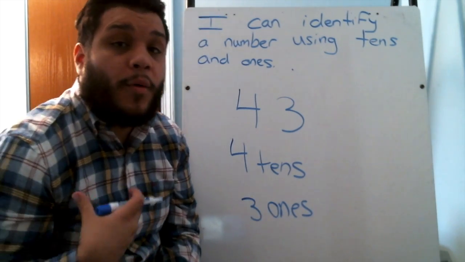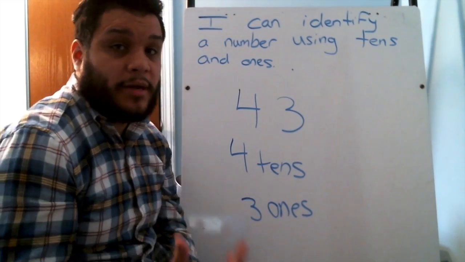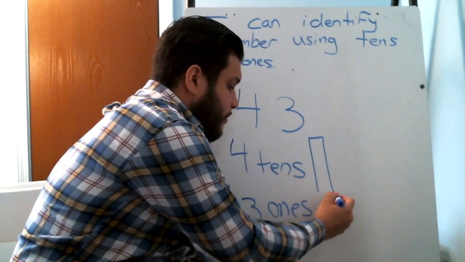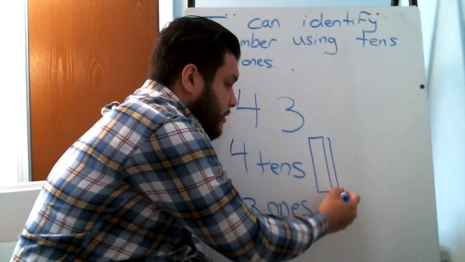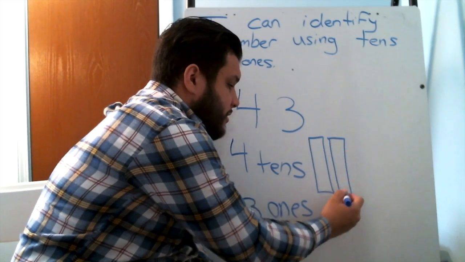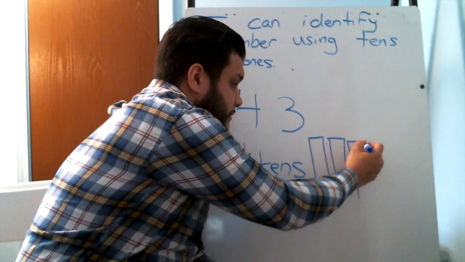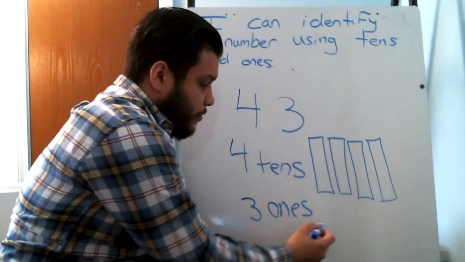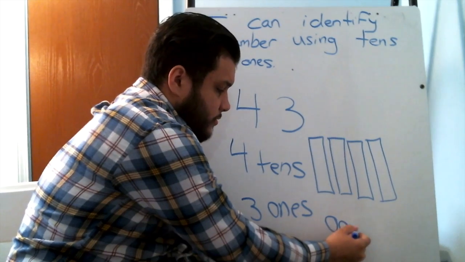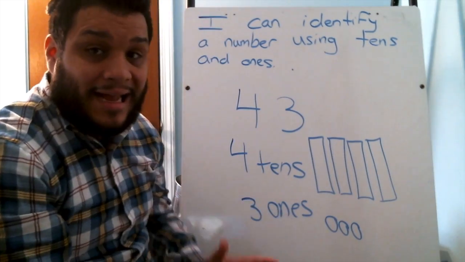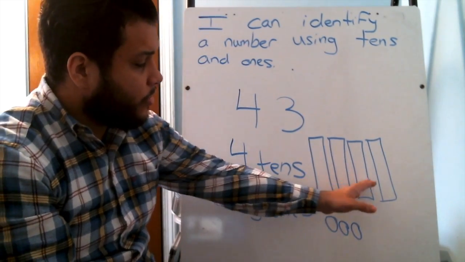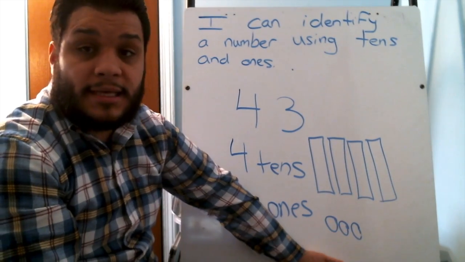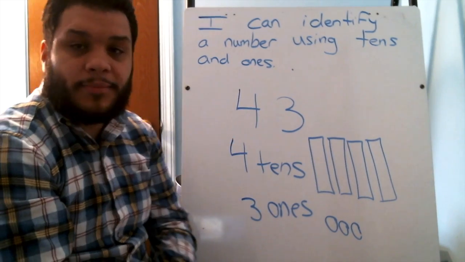If I were to draw this using my strategies from last week, I would draw 4 tens. And notice how when I draw my tens, I draw them like base 10 blocks, not just little squiggly lines. 4 tens and 3 ones. 1, 2, 3. If I count this, 10, 20, 30, 40, 41, 42, 43. This picture equals this number.